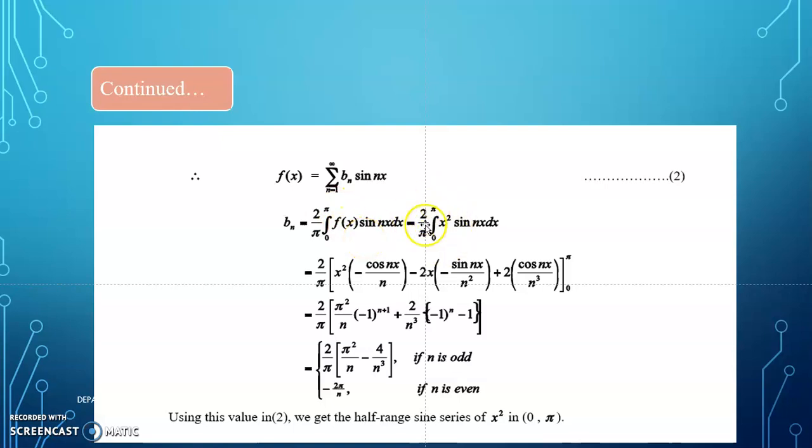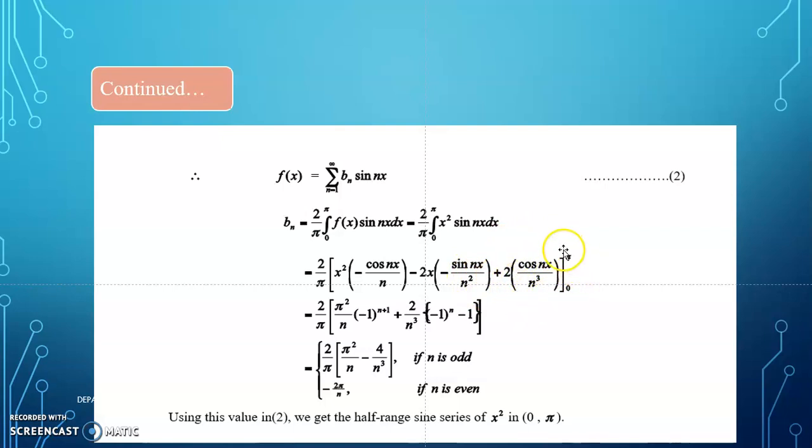So bn formula is equal to 2 by pi integral 0 to pi f of x sin nx dx. So 2 by pi, f of x, what is given? x square is given. So here f of x equal to x square, substitute. Then now we use the Bernoulli formula: u is equal to x square, then dv is equal to sin nx dx. So now differentiating x square we get minus 2x. Then again differentiating 2x we get 2. Then integration of sin nx is minus cos nx by n. Then again integration of this cos is sin nx by n square. Then again integrating we get cos nx by n cube.